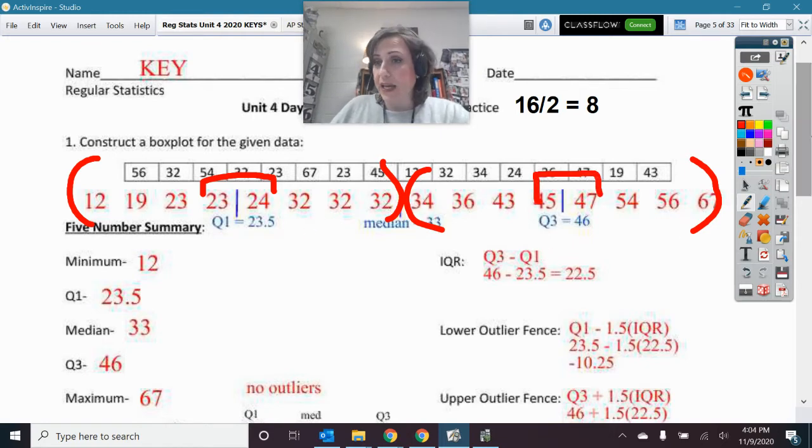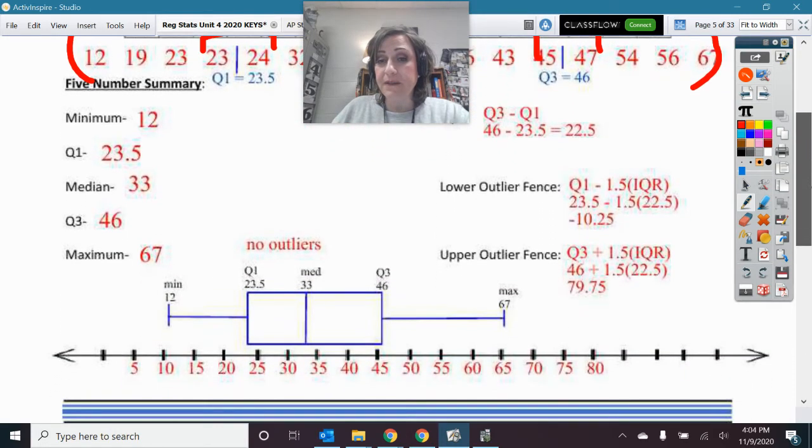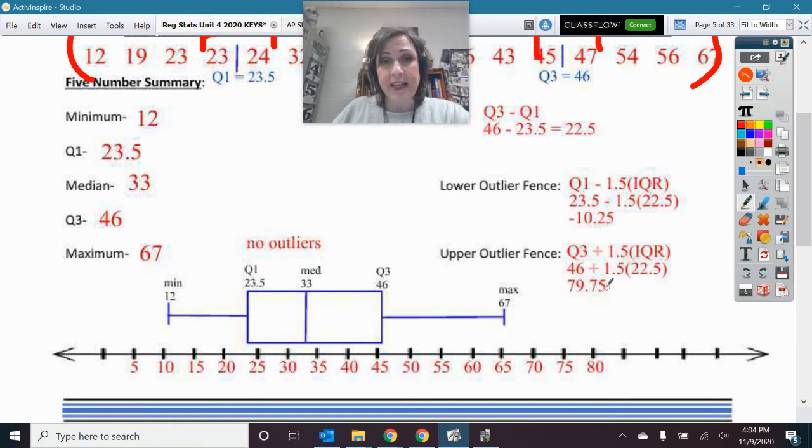Now, then I did my IQR and the fences, and as far as I can tell, if I did the math right, I did not have an outlier. So there's my scale, my box, my fences. I didn't need them because I didn't have outliers. And then my whiskers: because I had no outliers, they went to the min and to the max. And don't forget to label, label, label.